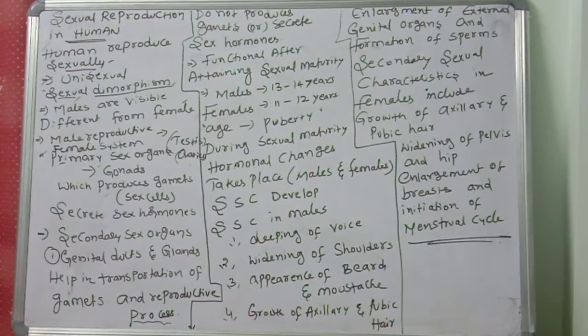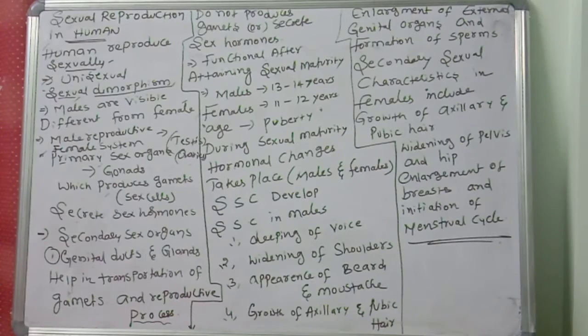Okay, children, so like this, the introduction part is there. Once again, humans reproduce sexually. Humans are unisexual and show sexual dimorphism. What is the meaning of sexual dimorphism? Male is separate, female is separate. Male characters are there, female characters are there, so males are visibly different from females.